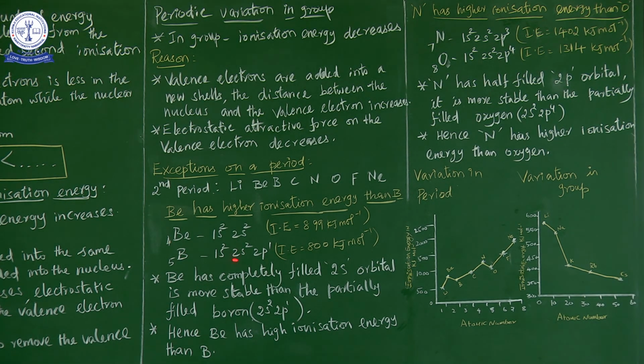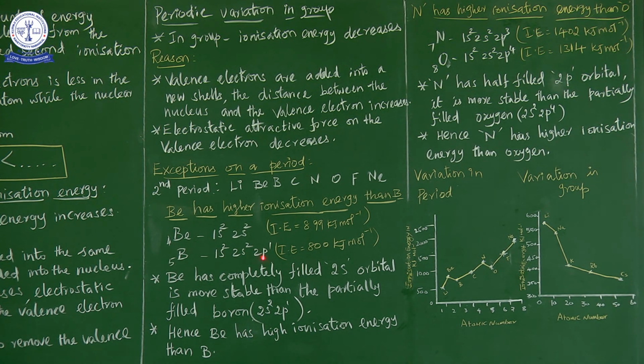But boron is 2s2 2p1. For p orbital, the maximum accommodation is 6 electrons. So p orbital எவ்வளோ electrons fill பண்ண முடியும்?